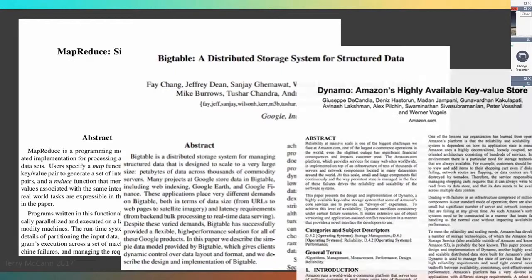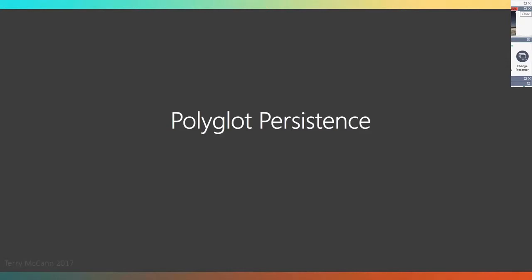And then another paper came out in 2007 about Amazon's DynamoDB. And these three papers really started to kick off the NoSQL wave that we saw in the late 2000s, early 2010s. We're still seeing a rise of NoSQL databases, slightly less than we were, but they are still there. And the rise of NoSQL databases quickly moved on to popularize this term polyglot persistence.